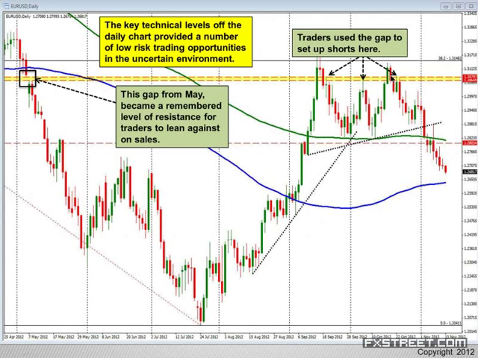And by the same token, when the market started to come back down after failing at the 48 level, and we came down to the gap, where do we close? Right at the gap.